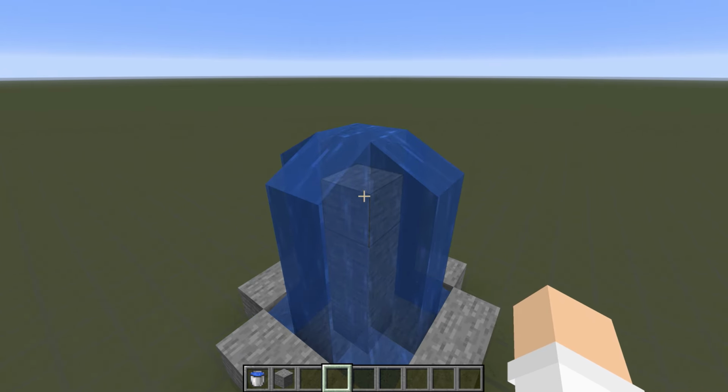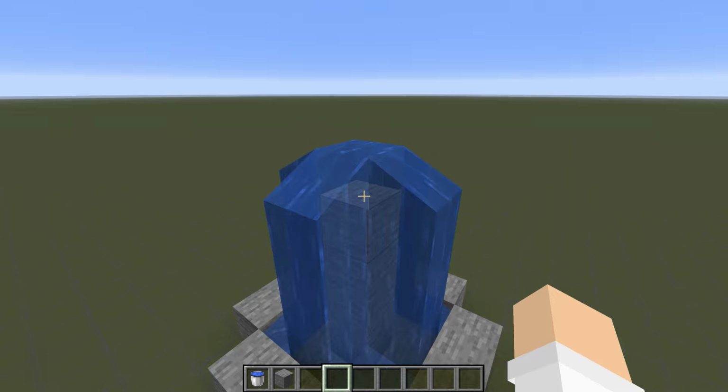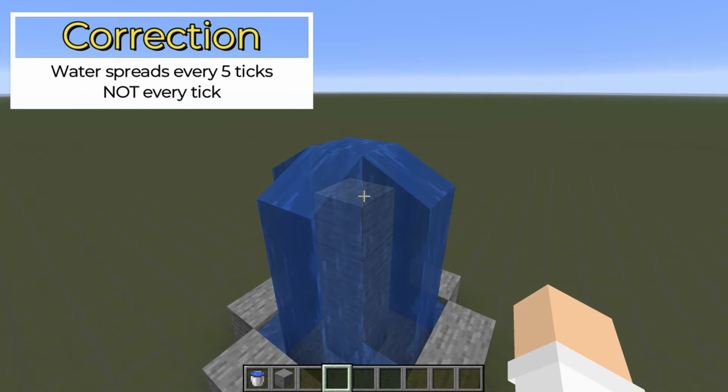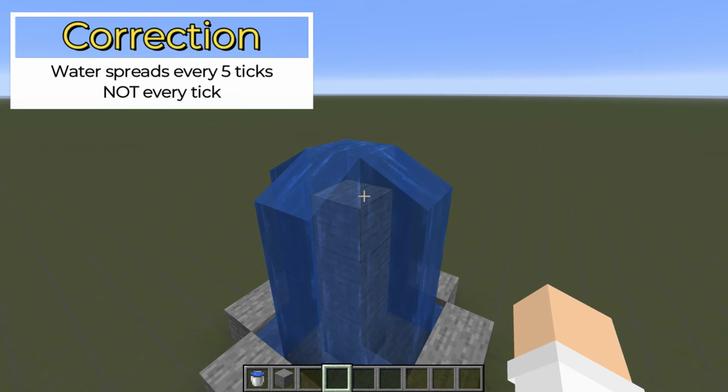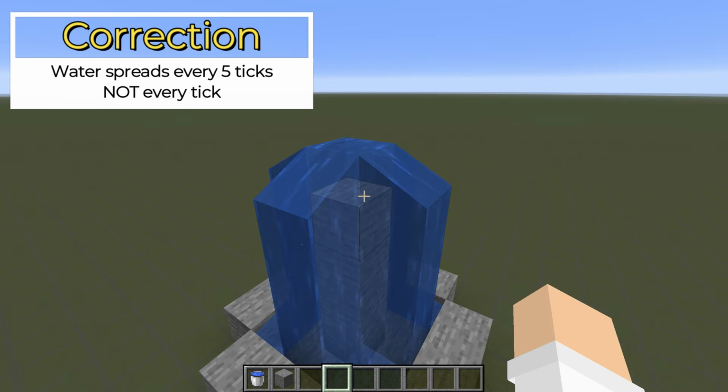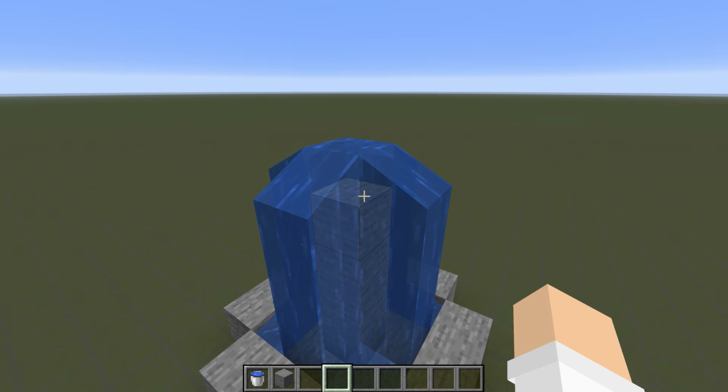A slight correction, this is FutureZat coming in and adding in this visual here. Water updates every 5 ticks. I thought it was every single tick, but again, you get the picture. So this is what water would look like if it updated every 2 seconds, but the internal clock of Minecraft is much faster than this.